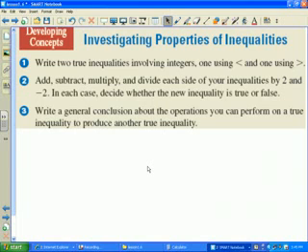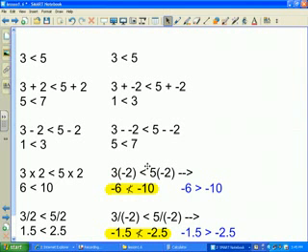So we're going to look at an example of a simple inequality, a true simple inequality. 3 is less than 5. And we're going to go through some basic transformations on that inequality, adding the same quantity to both sides, subtracting the same quantity from both sides, multiplying both sides by the same value, and dividing both sides by the same value. In the left-hand column, the value that we're adding, subtracting, multiplying, or dividing by will be a positive value, in this case positive 2. And on the right-hand side, that value will be a negative value, negative 2.